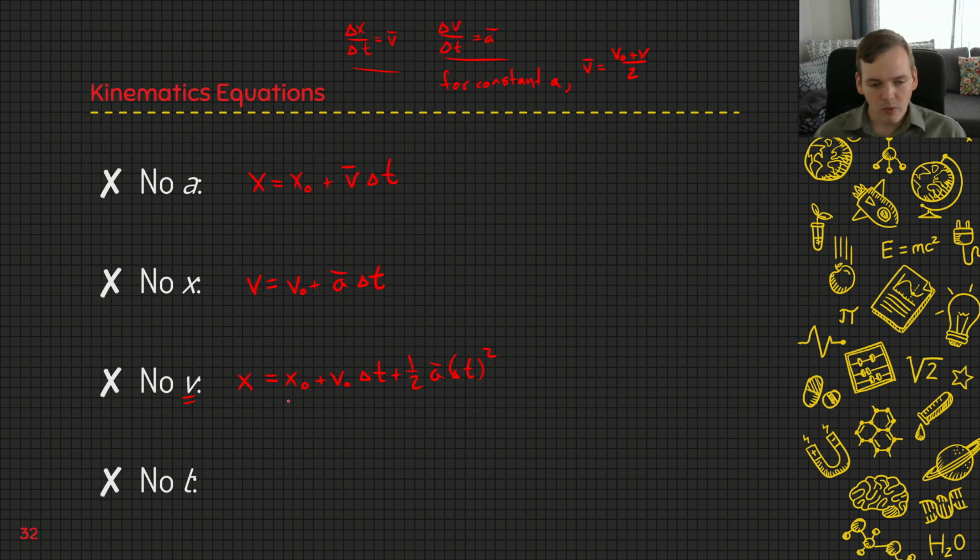And then finally, we don't need to know the time. We can use the relationship that the final velocity squared equals the initial velocity squared plus 2 times the average acceleration times the change in position. So these are our 4 main kinematics equations. It'll be useful to familiarize yourself with them and play with them. Most of what we end up calculating will be based off of these. So that's what we're going to work with for the rest of this unit.